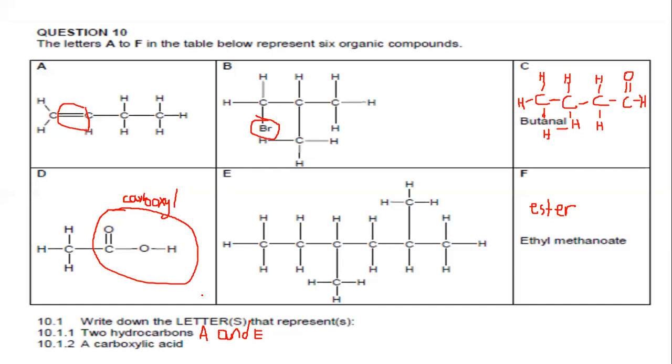Because now we have a carboxyl group, we know that the carboxyl group is found in the carboxylic acid, okay? So now we can safely say our compound D would be a carboxylic acid. Why? Because there is a carboxyl group which is found in a carboxylic acid. So our answer for this is the letter D. The letter D would represent a carboxylic acid, because there is a carboxyl group in that compound, and that carboxyl group is only found in a carboxylic acid. And as it is now, we are done with this first part of the questions.